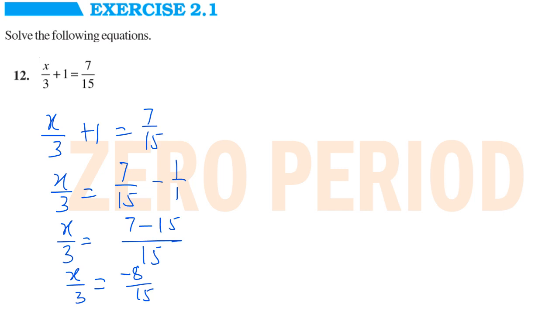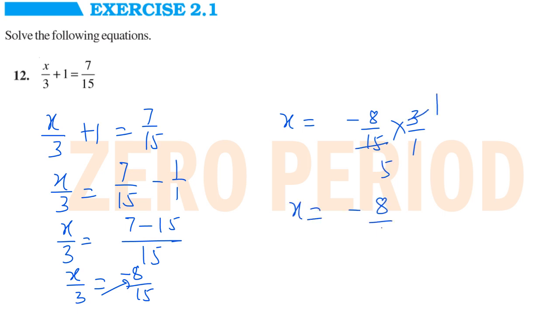Now move to the next step. X is equal to minus 8 upon 15 into 3. I transpose this 3 to the right hand side. Then we can cancel, 3 ones are 3, 3 fives are 15. Final answer will be minus 8 upon 5. You have to write your answer in this way, minus 8 upon 5. Minus 8 upon 5 is the correct answer. This was the end of this exercise 2.1. After this, we are moving towards exercise 2.3.